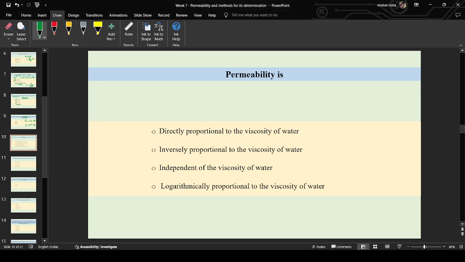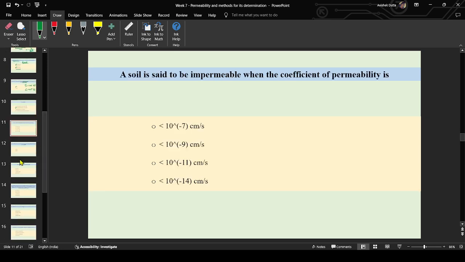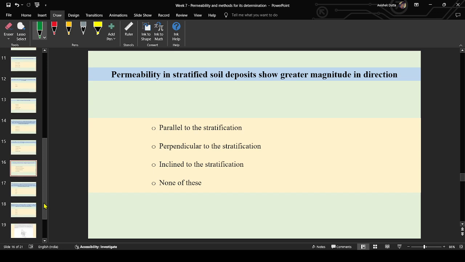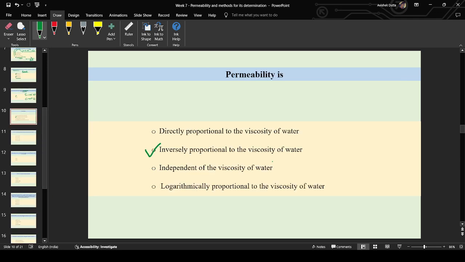Permeability is proportional to the viscosity of water. What is the answer? You are telling directly proportional, but it is inversely proportional to the viscosity of water, right? Was there any other question with respect to Poiseuille's law and Darcy's law combined? I guess no. So inversely proportional. Now, what was the combined equation for Poiseuille's law and Darcy's law?